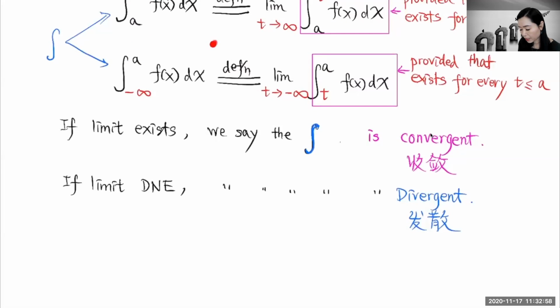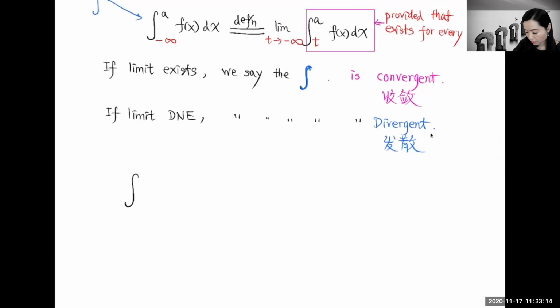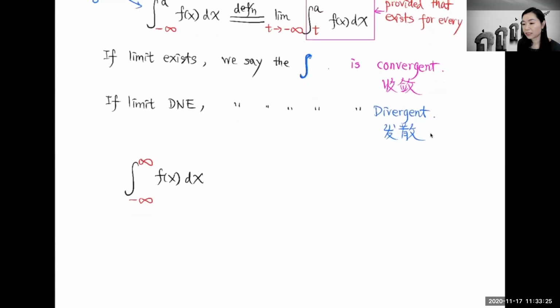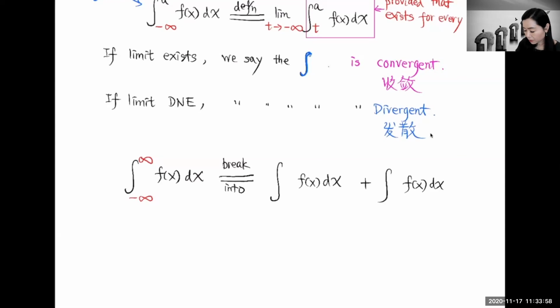So if the limit here is a real number, then it's convergent, and if it's not a real number, then it's divergent. Some of you will ask, what happens if the upper and lower limits here are infinity and negative infinity? How would you like to define this? First, we're going to break it into two parts. The first integral goes from negative infinity to a, and the second goes from a to positive infinity. So break it down into two improper integrals. The a over here, usually we make it 0.